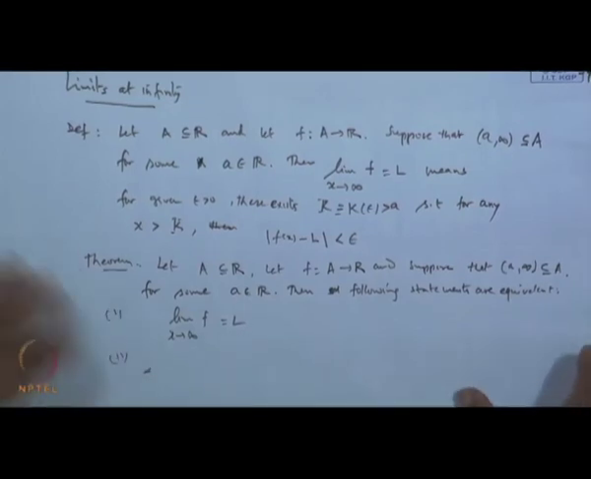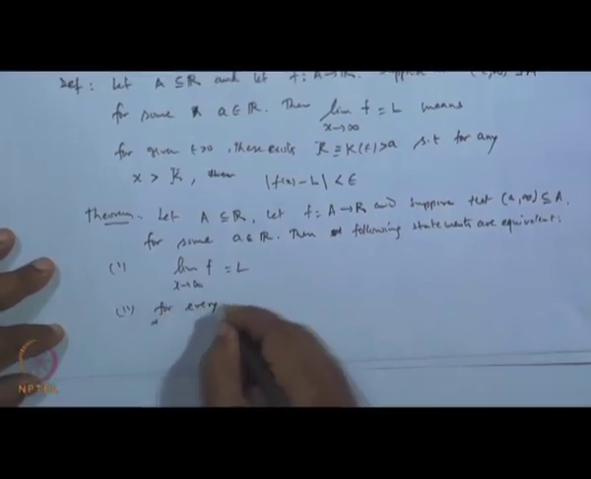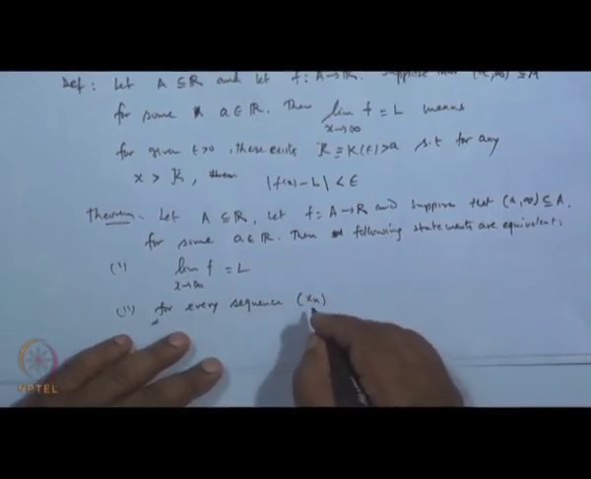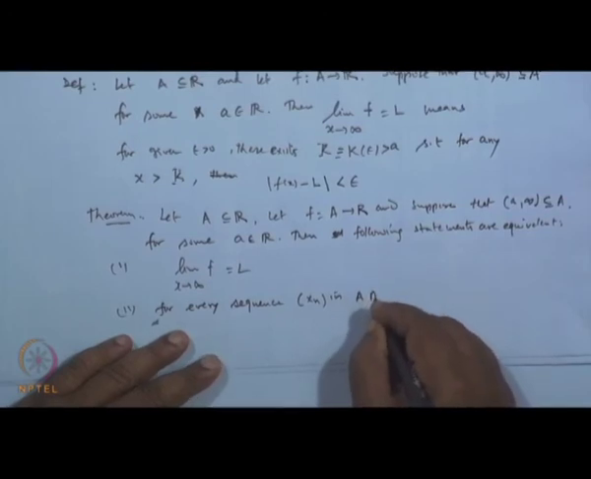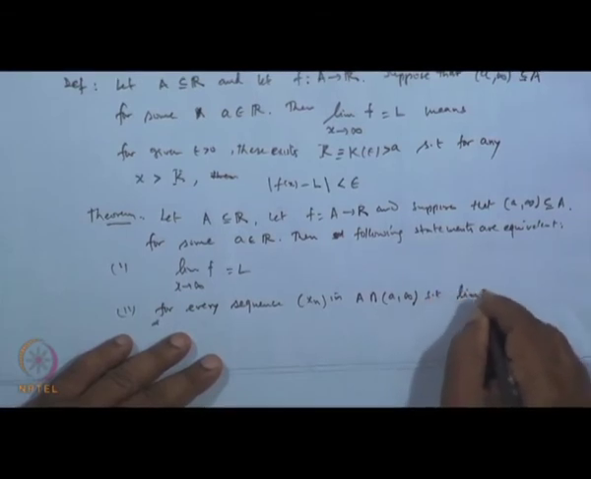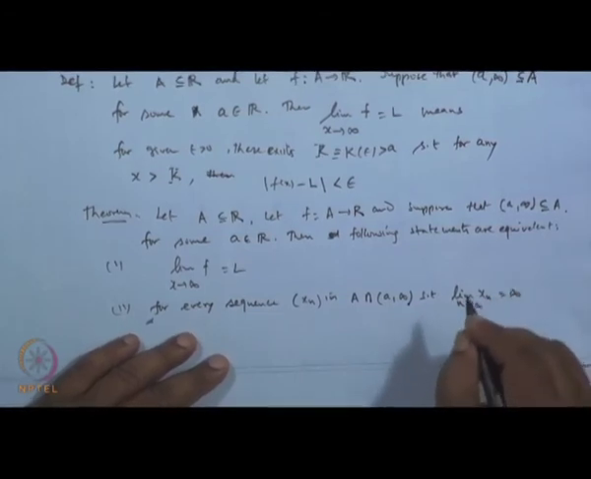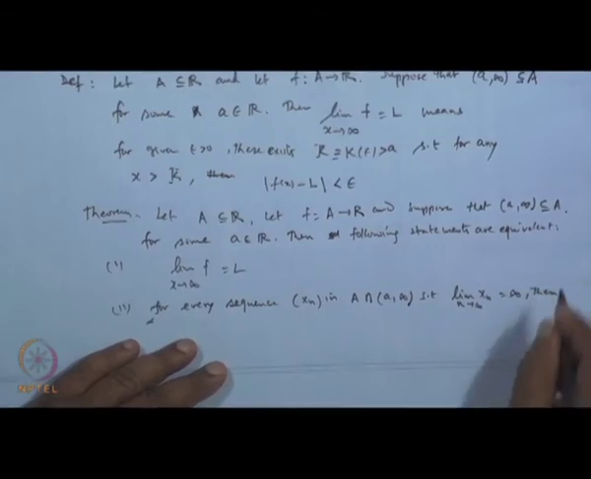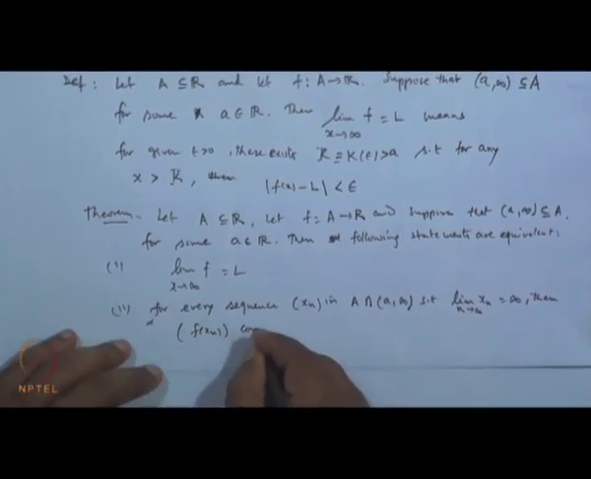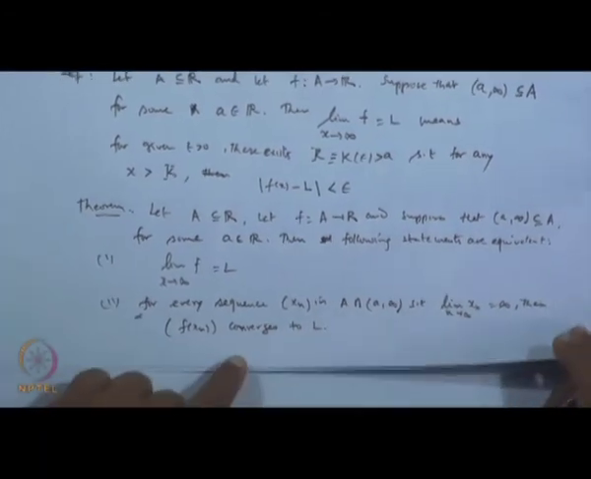for every sequence xn in A intersection A infinity, such that the limit of xn as n tends to infinity is infinity, then the sequence f of xn converges to L. So, this is the equivalent definition in terms of the sequence.